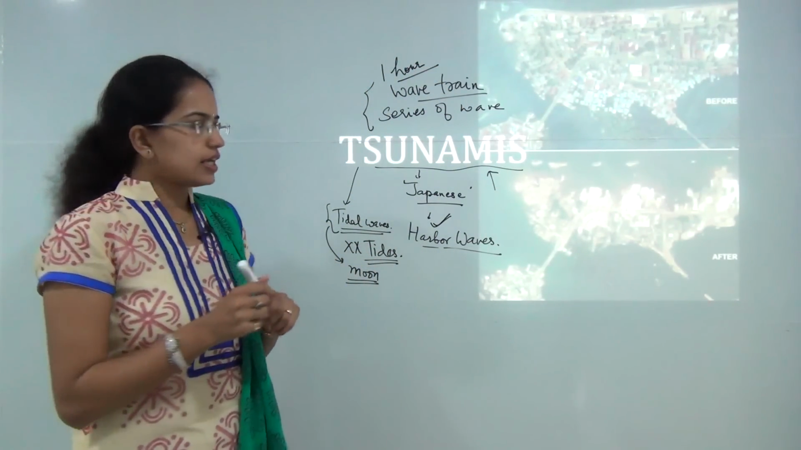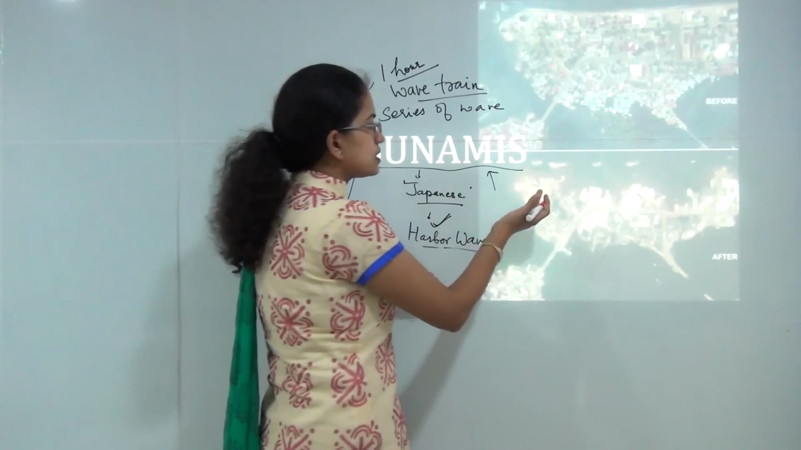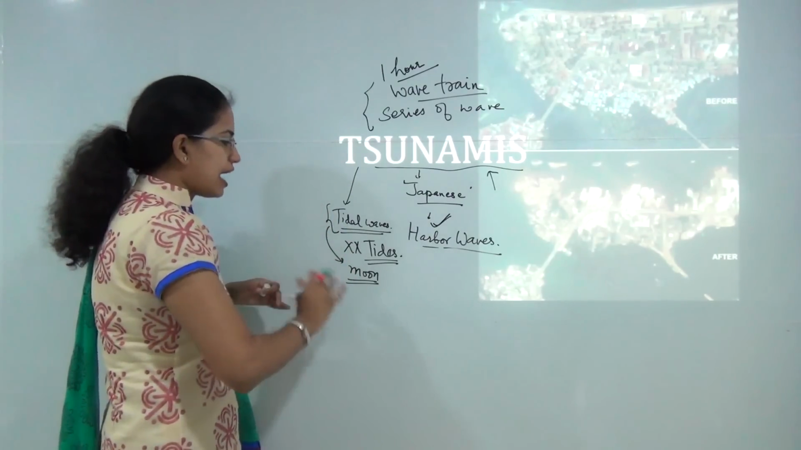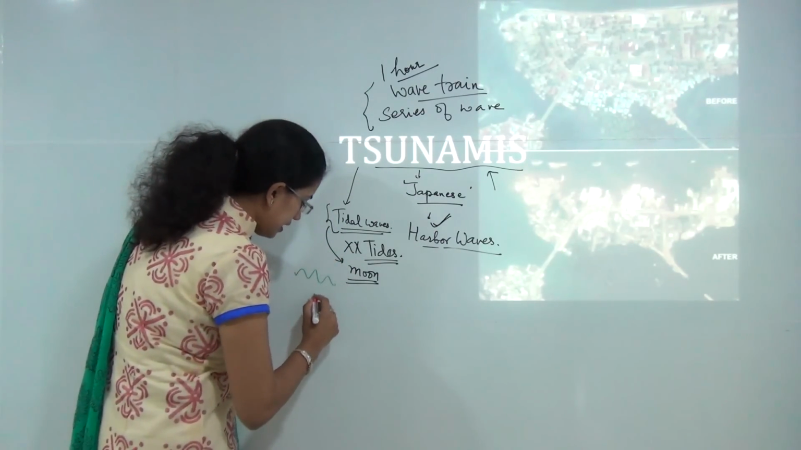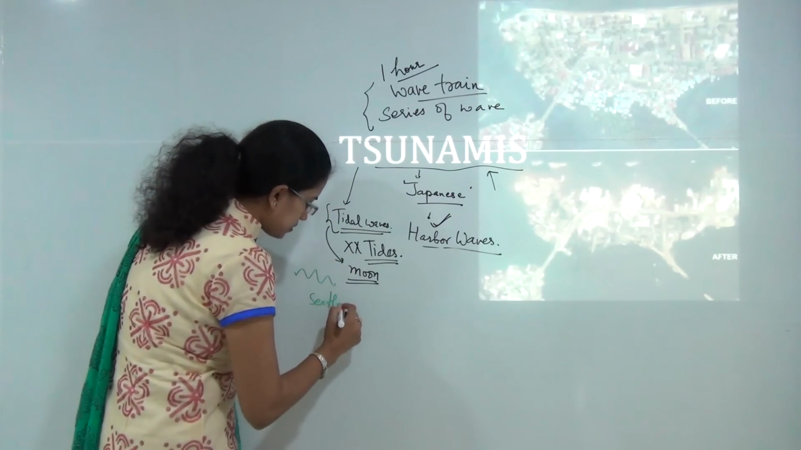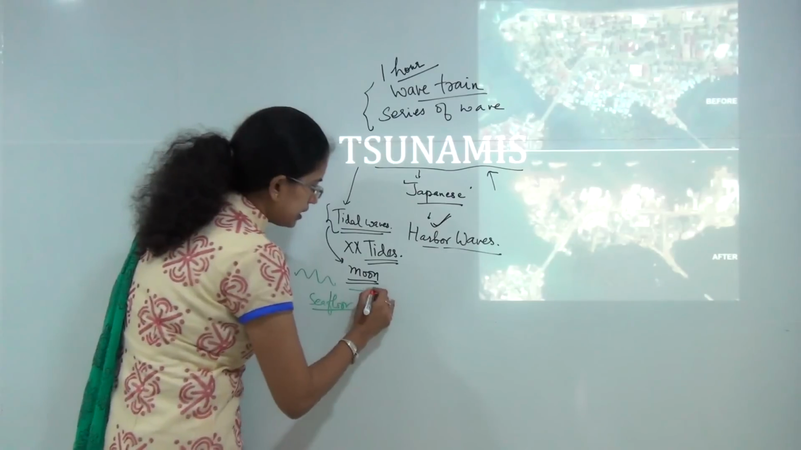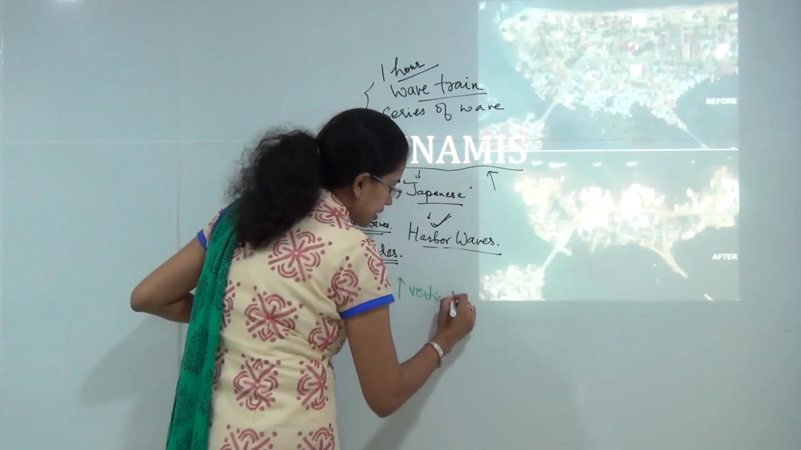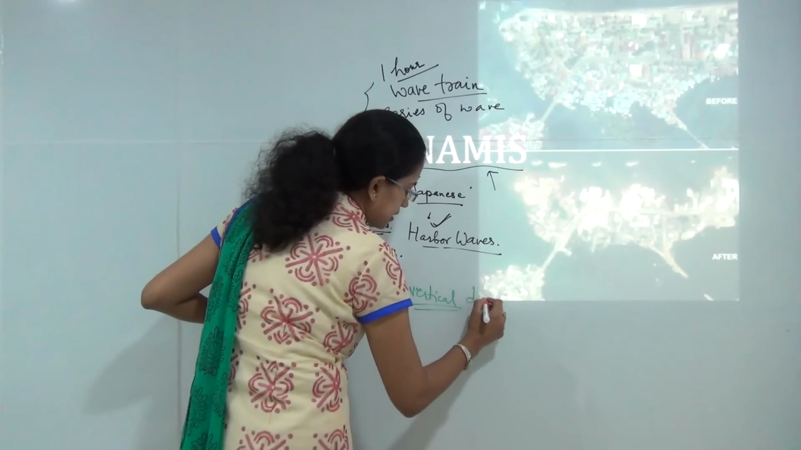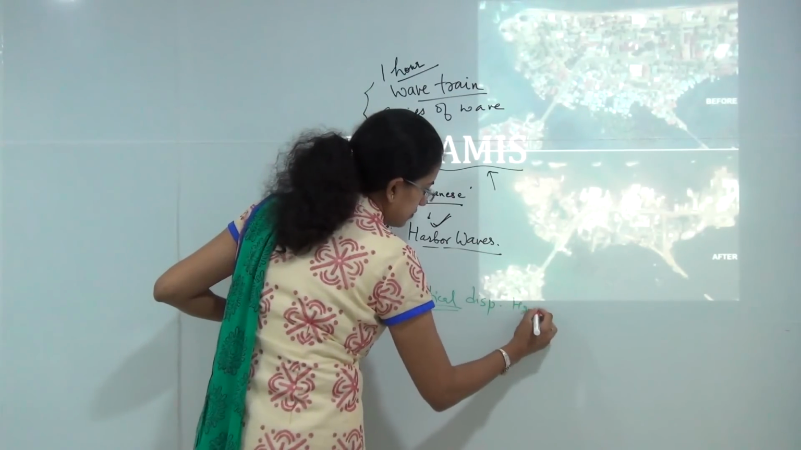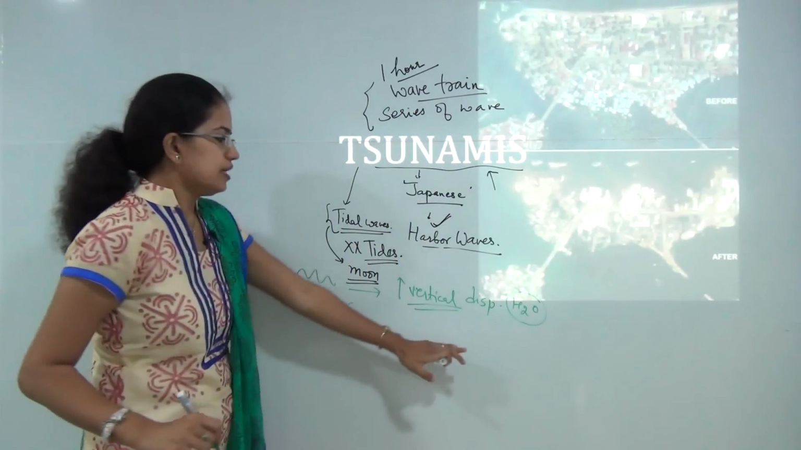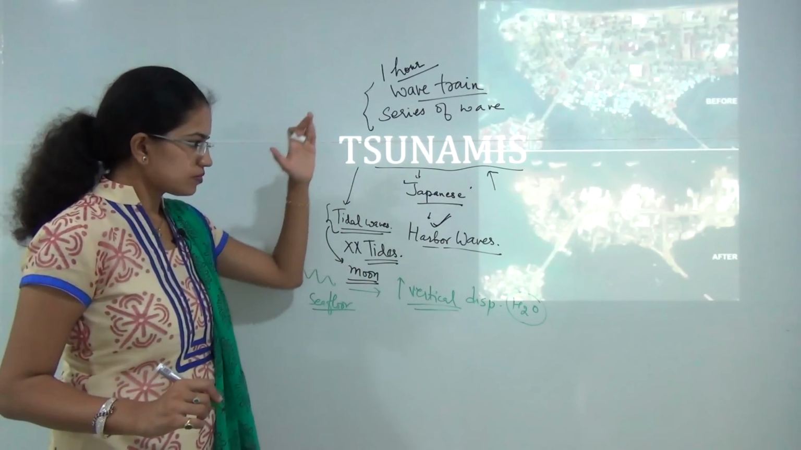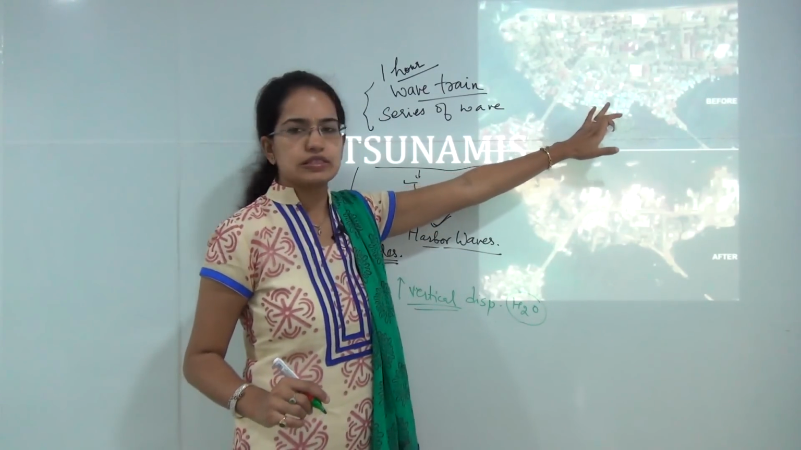The important thing to note here is there is deformation that occurs under the sea floor, and that deformation, occurring towards the sea floor, leads to vertical displacement of water. So this vertical displacement of water, I am writing it as H2O, would lead to the tsunamis towards the coast.